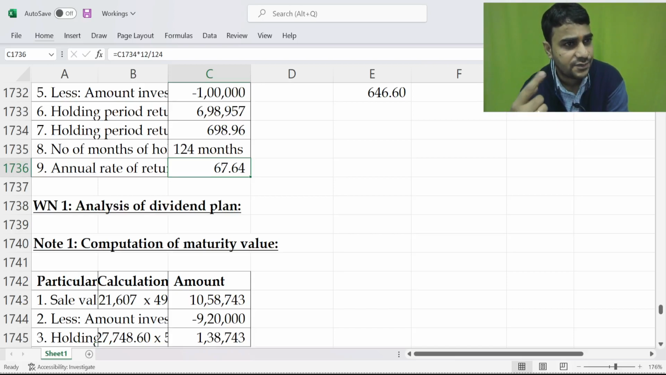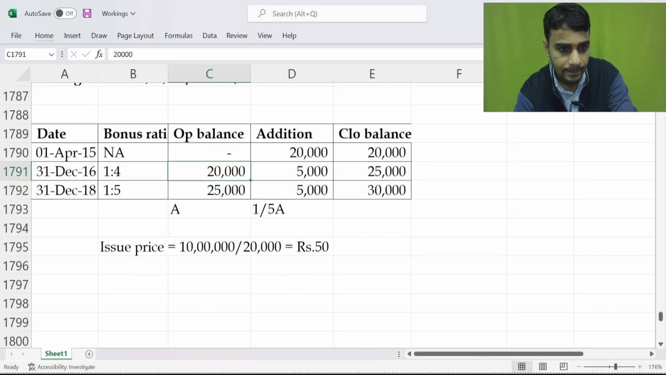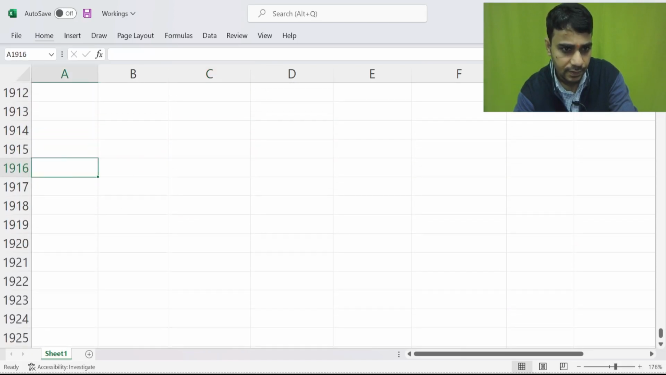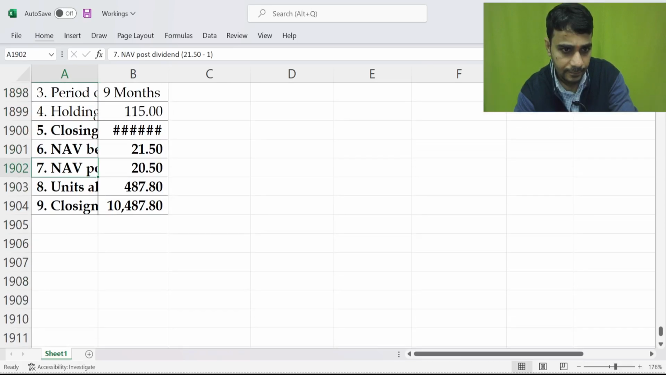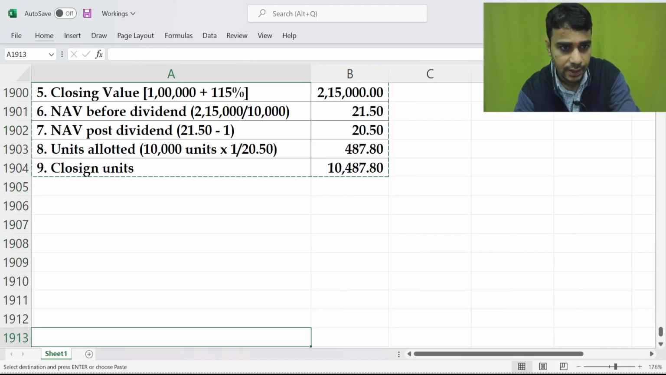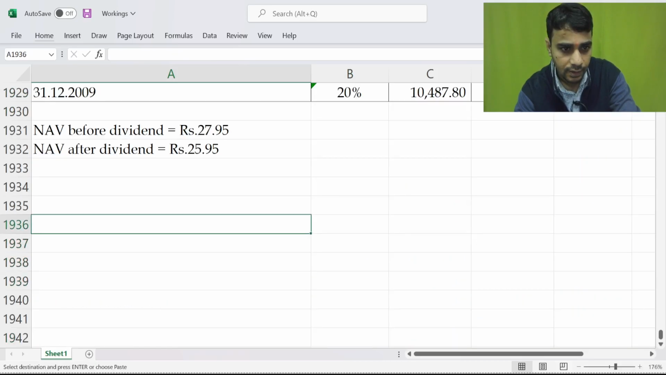In the last class we did some problems on growth plan versus payout plan. Wherever we did that, whatever return you calculated is from the date of investment. I'll give you some 3 minutes. Repeat this calculation again. Listen for a minute.